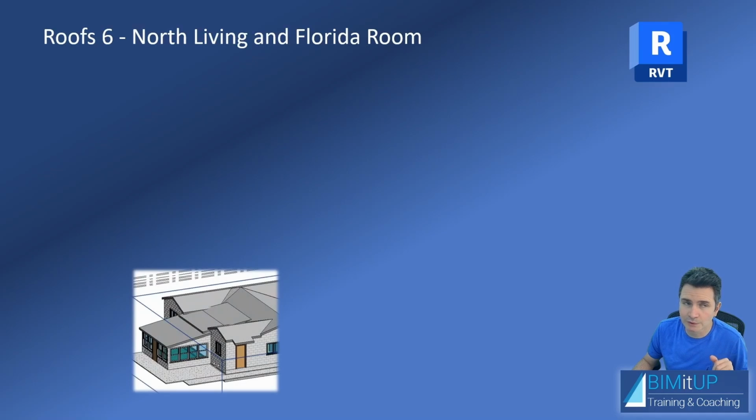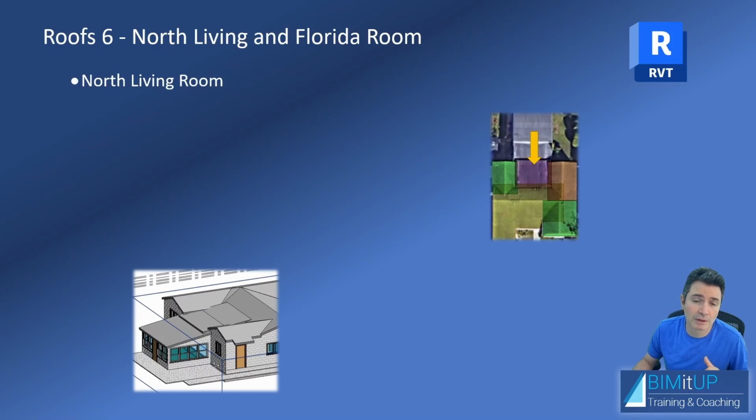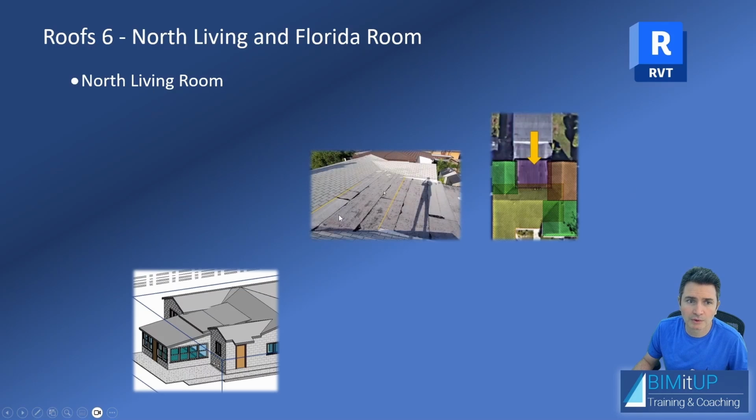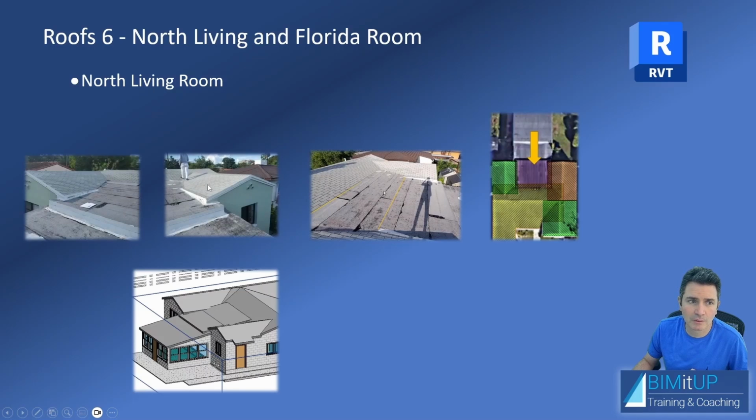We keep going with roofs. This is part 6. We're going to be dealing with the north living and the Florida room roofs. The first one's going to be the north living room. It sits right here between the kitchen and the north bedroom, and it looks like this. You can see the interaction with the kitchen and with the north bedroom right here.